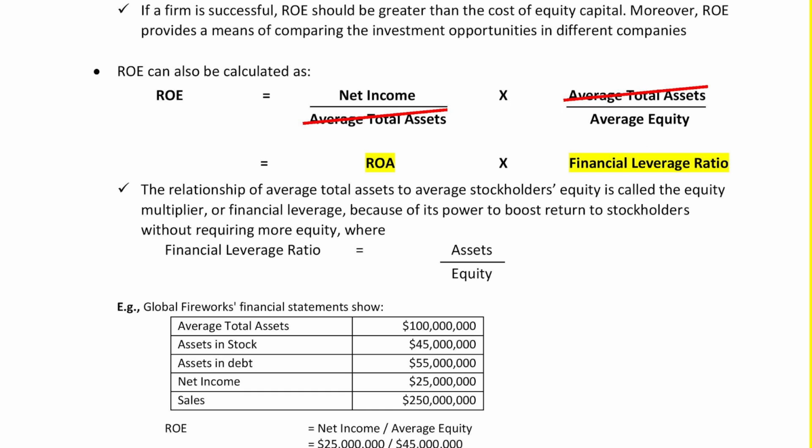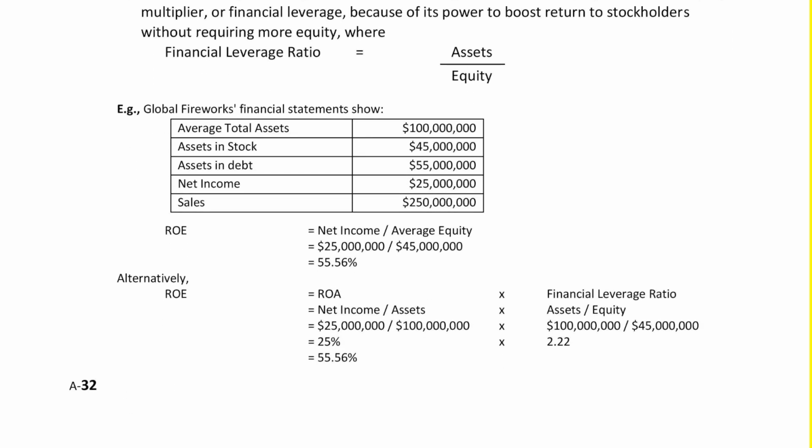To understand this further, let's again look at the example on this page. Here we're looking at Global Fireworks with average total assets of $100 million, assets in stock, that's assets in equity, 45 million, assets in debt, so that's all the liabilities, 55 million, net income of 25 million, and sales 250 million. So underline ROE. The return on equity is net income by average equity, or 25 million by 45 million, 55.56%.